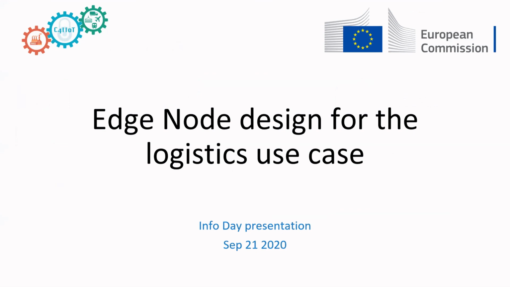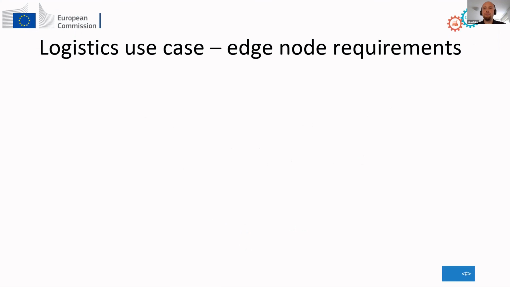Okay, great. So I will tell you a few words about the edge node design for the logistics use case. This is in a sense the evolution of our edge node that we previously designed, which was more of a general purpose edge node. And now we are in the middle of the fabrication of the second generation of the edge node, which is specifically tailored to the requirements for the logistics use case within the scope of the C4IIoT project. So first, I will give you a brief overview regarding the requirements.